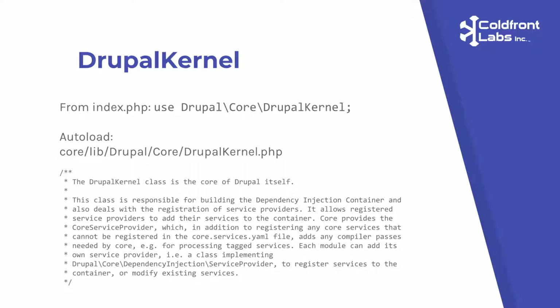So this class is responsible for building the dependency injection container, also deals with registration of service providers, and allows registered service providers to add their services to the container. Core provides the core service provider service, which, in addition to registering many of the core services that cannot be registered in core.services.yaml file, adds any compiler passes needed by the core. And then some examples of that.